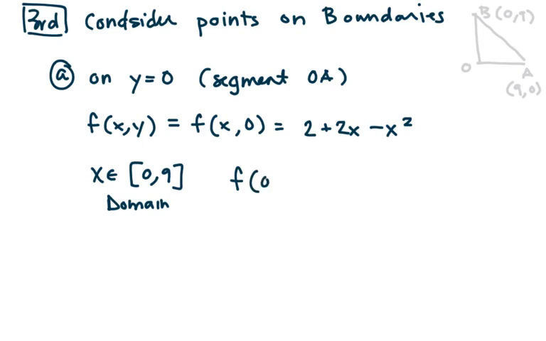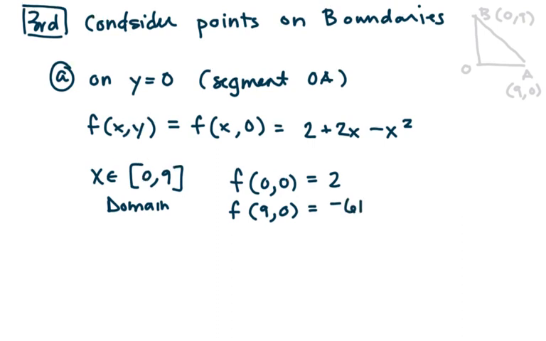So if I let x be 0, and of course y is already 0, I get out the value 2. And if I let x be 9, y was already 0, and I plug that 9 in, I get out negative 61. So at the origin, my output, or my z value, is 2. And over here at A, my output, or z value, is negative 61.